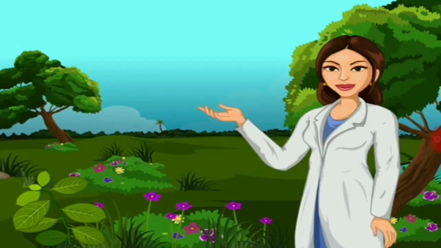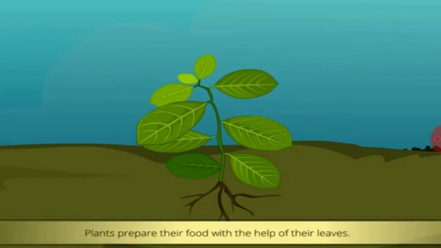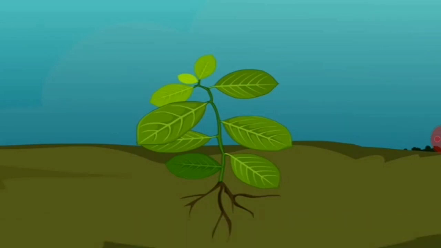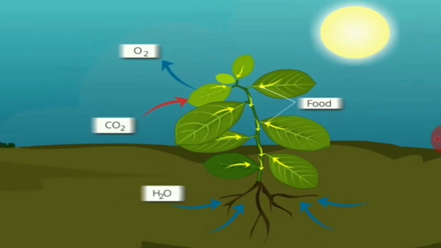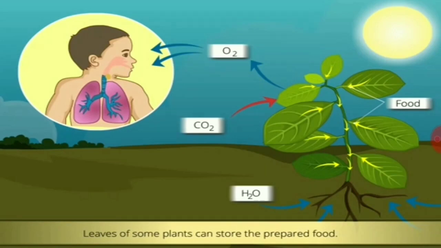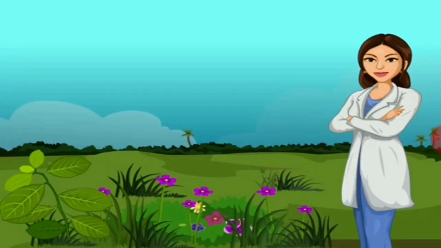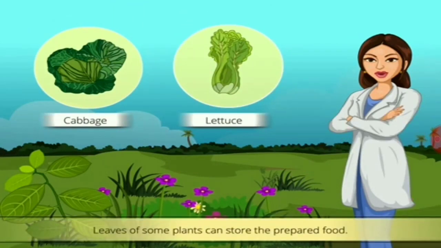Now let us understand the functions of leaves. Plants prepare their food with the help of their leaves. Through the stomata of their leaves, plants give out oxygen and take in carbon dioxide from the atmosphere. The carbon dioxide is used to make food in the presence of sunlight. The oxygen released by plants is used by human beings and animals for breathing. Some plants, like cabbage and lettuce, store prepared food in their leaves.